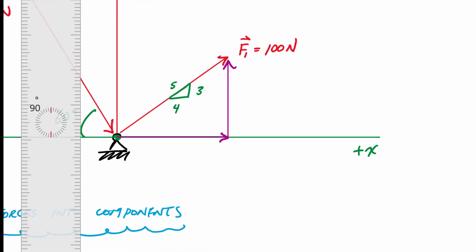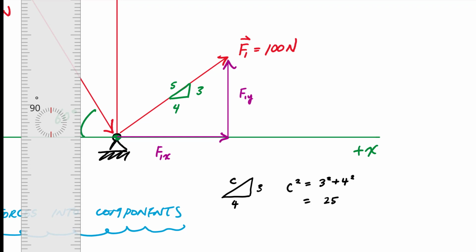Boom. So here we're going to use this 3, 4, 5 triangle to figure out what the length of the sides are for F1. We want to know what is F1x and what is F1y. We can do this purely by ratio. If I know here this is 3 and here is 4, and I have a right triangle and this is the hypotenuse, I know that c squared is 3 squared plus 4 squared, which is 9 plus 16.